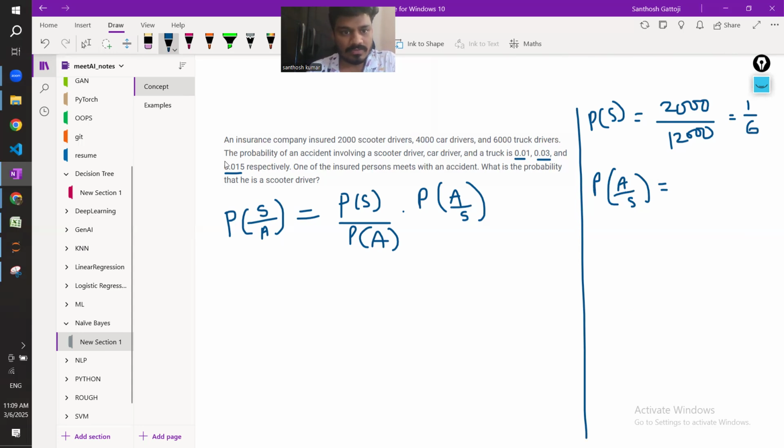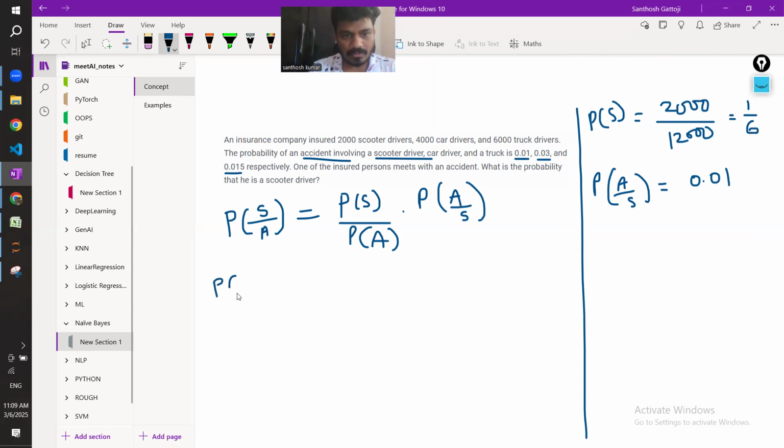Right. So, if you see this, the probability of an accident involving a scooter is 0.01. It's the same thing, right? He's saying the accident given a scooter driver. That means it is a scooter driver and also an accident has happened. That is 0.01. Clear? Now we know the probability of A.